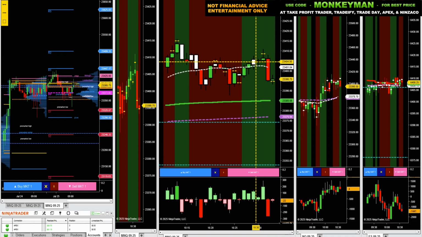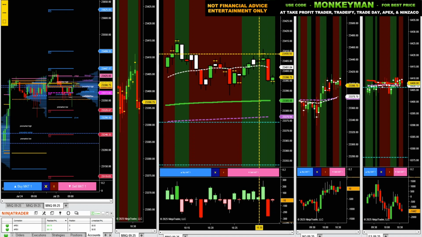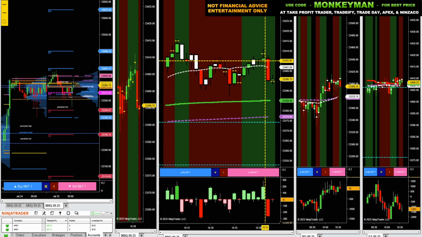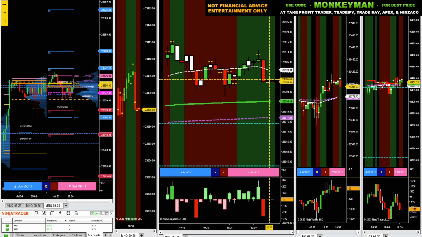We had this little dinky candle, the big wick, point of control up into the wick. This was right off of the London Open. Hopped into a short right here. Got a quick 7 or 8 points there.